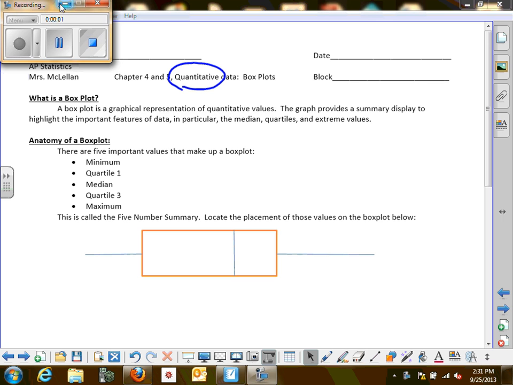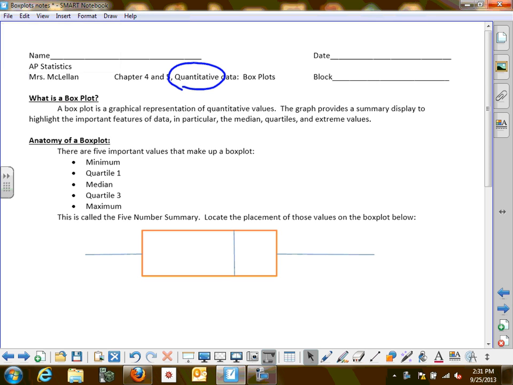Quantitative data is data that it makes sense to average. So you might consider this anything that is averageable. You would not average, say, zip codes, but you could average miles per gallon. Average the shoe size of the class, and so on.